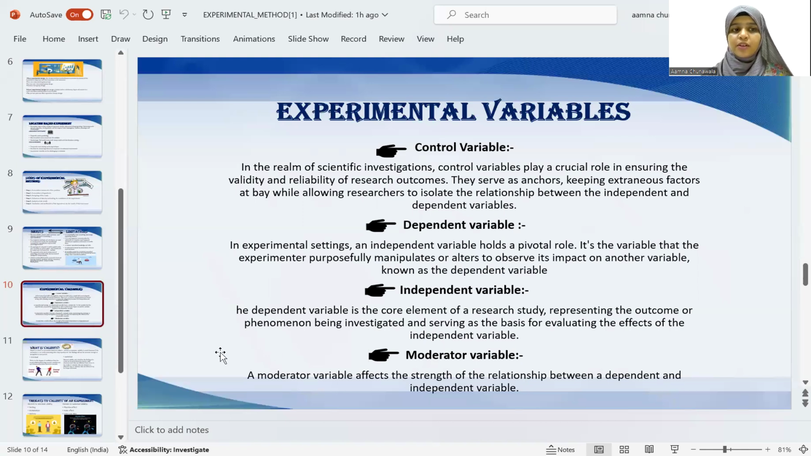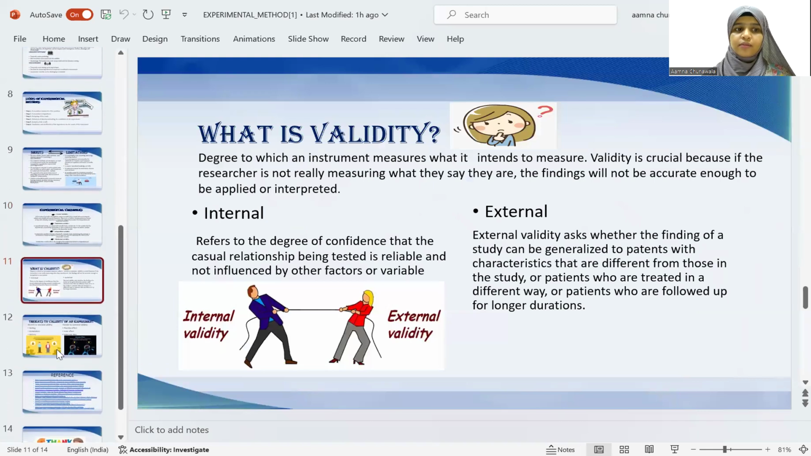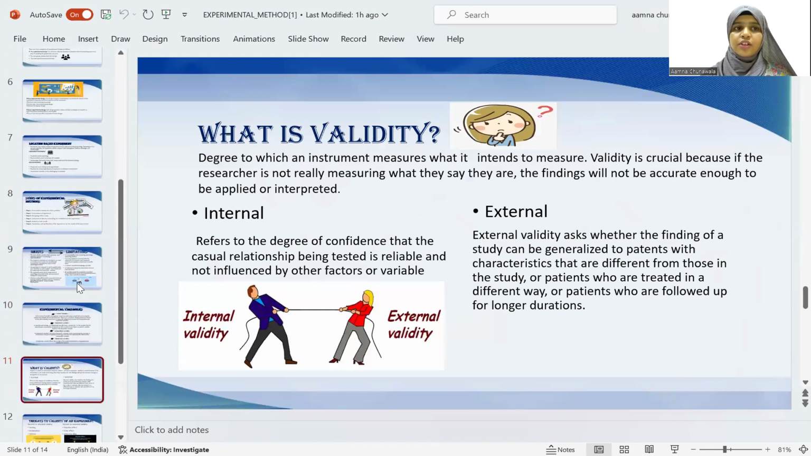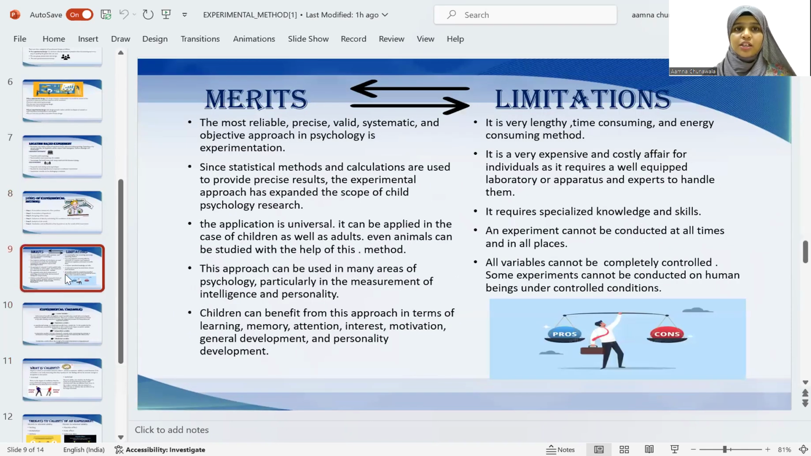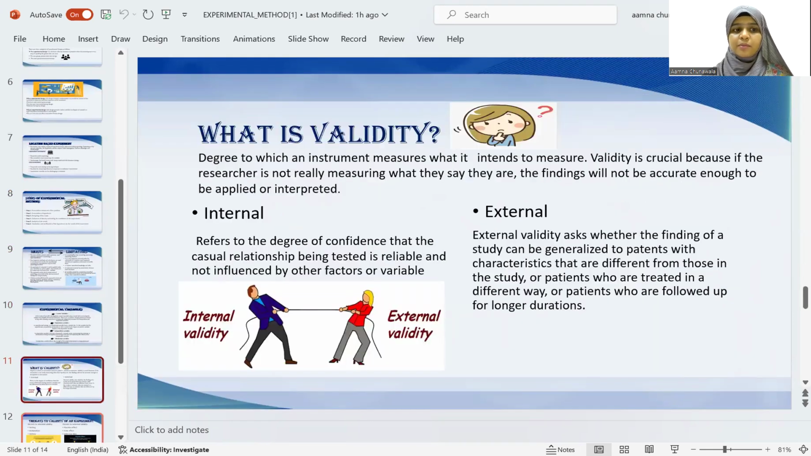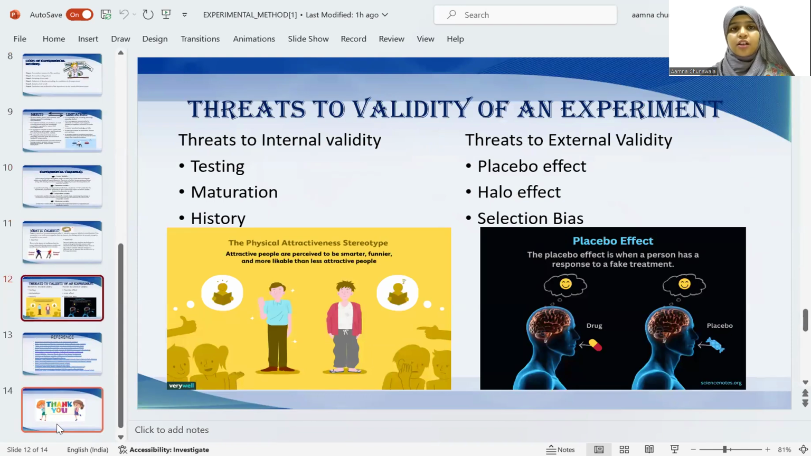There are more variables that are a part of experimental research. The three different topics: the steps of the experimental method, the merits and limitations of experimental research, and the validity of experimental research, as well as the threats to validity, are discussed by my project partner, Ms. Neha Yadav.